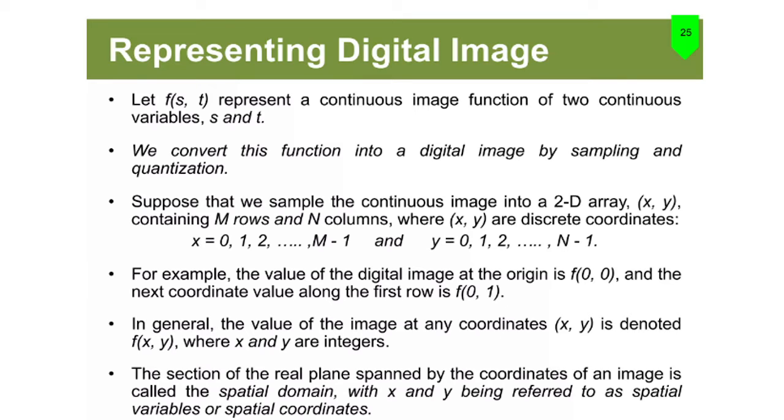In general, the value of the image at any coordinates x comma y is denoted by f of x comma y, where x and y are integers, that is, the locations in the coordinate system. The section of the real plane spanned by the coordinates of an image is called the spatial domain, with x and y being referred to as the spatial variables or spatial coordinates.